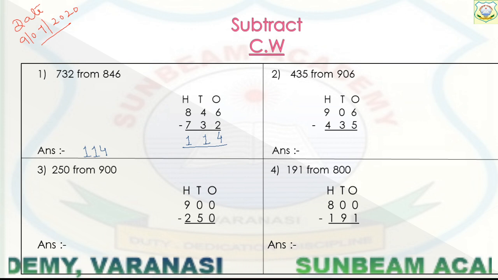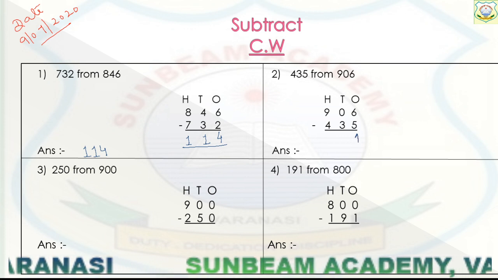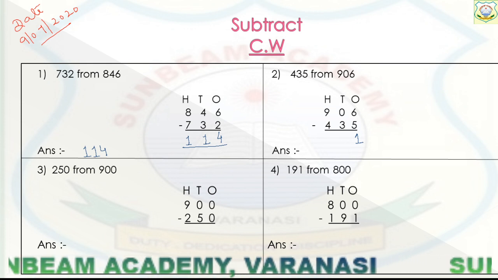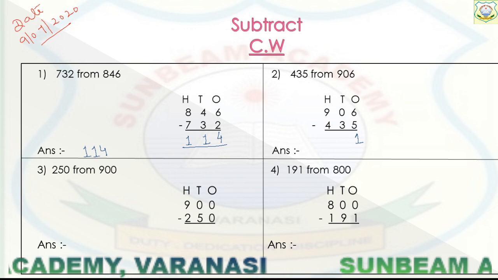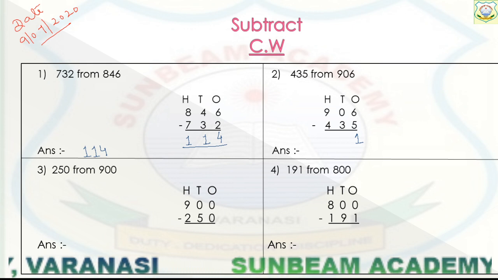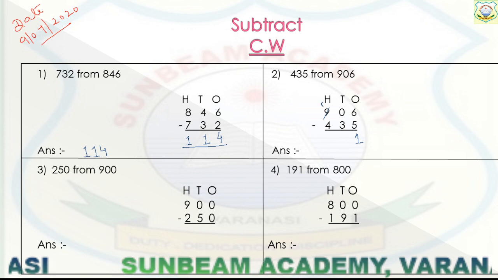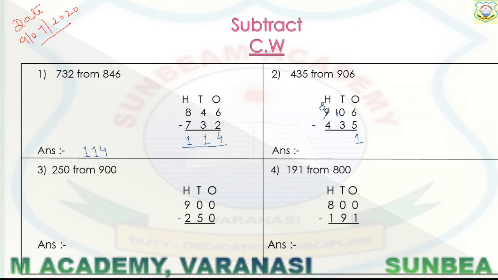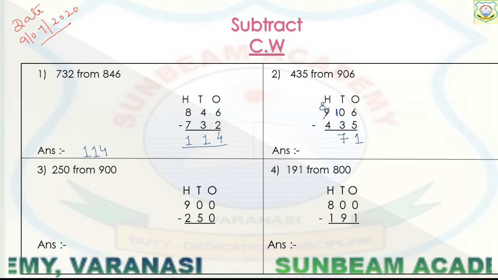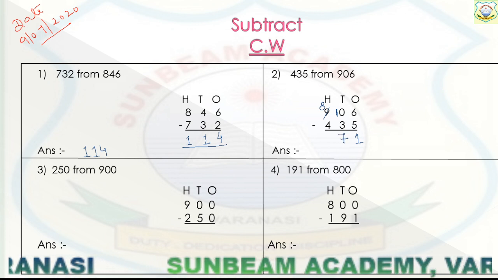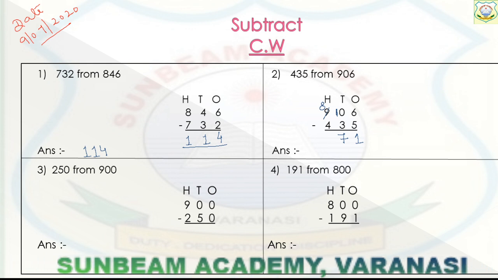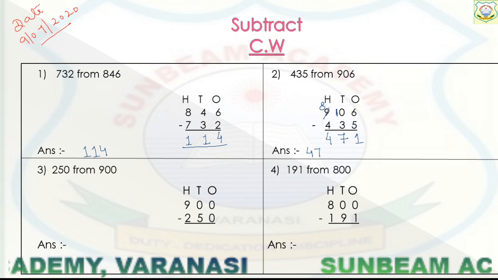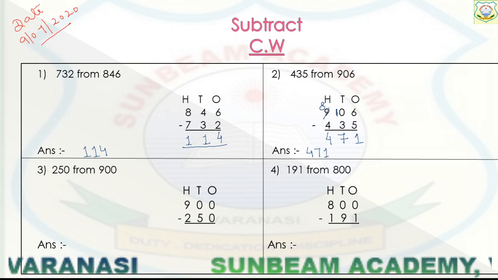6 minus 5, we got 1. Now, can we subtract 3 from 0? No, we can't. So what do we have to do? We have to borrow from 9. So 9 will become 8 and this will become 10. So 10 minus 3 is 7. Now 8 minus 4 will be? Yes, students, tell me. 4. So we got the answer 471. Note it down.